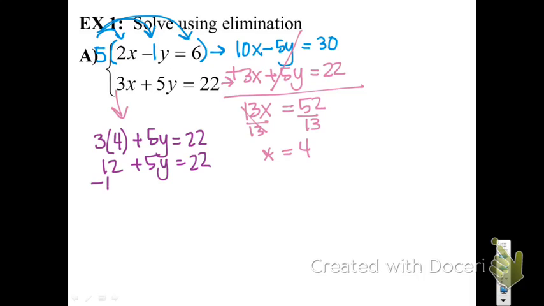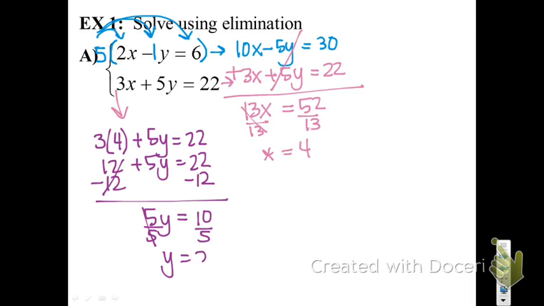3 times 4 is 12. Next, you'll subtract 12 from both sides, and those subtract out. You get 5y equals 22 minus 12, which is 10. Divide by 5 to get y by itself, and y is 2. So this will tell you that you have one solution located at (4, 2).